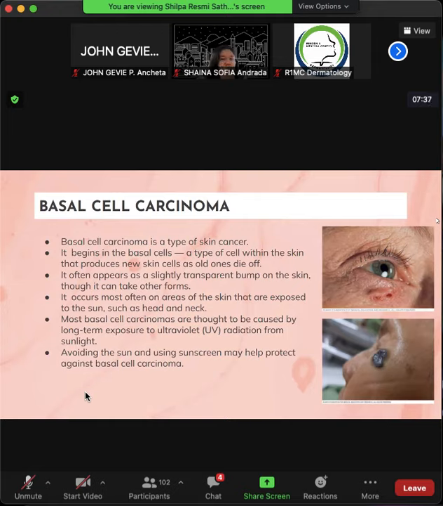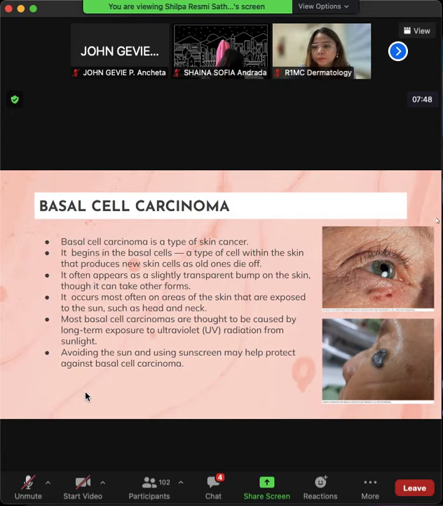So basal cells are a type of cell within the skin that produces new skin cells as old ones die off. And it often appears as a slightly transparent bump on the skin, though it can take other forms. And it occurs most often on areas of the skin that are exposed to the sun, such as the head and neck. And most basal cell carcinomas are thought to be caused by long term exposure to ultraviolet radiation from sunlight. And avoiding the sun and using sunscreen may help protect against basal cell carcinoma.